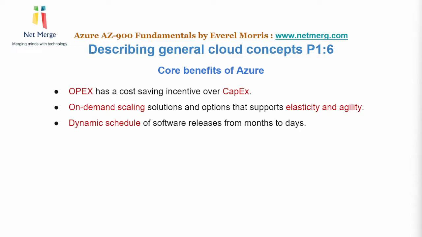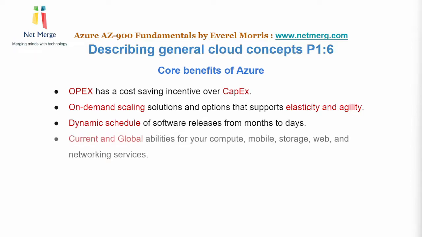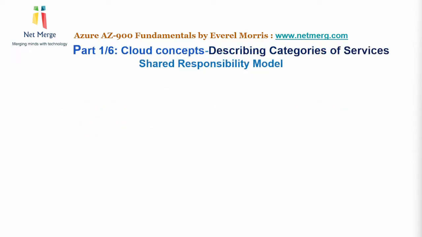So instead of doing it on a monthly basis where you have to wait on a specific window, for example, a holiday or very early in the morning when traffic is low, you could do updates in the cloud and you don't have to worry about it because it's taken care of for you by the cloud service provider. Now, it's current and global. The ability for your compute, your mobile application, your storage, your web application, and your network services, they're current, so they are always updated seamlessly, transparently to you, the end user or the tenant. And it's also global because the cloud service providers have a global footprint all over the globe.